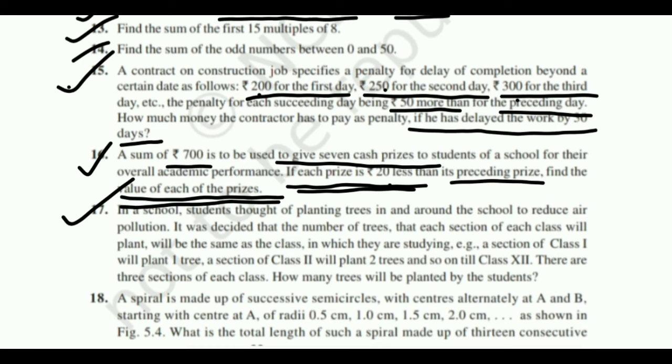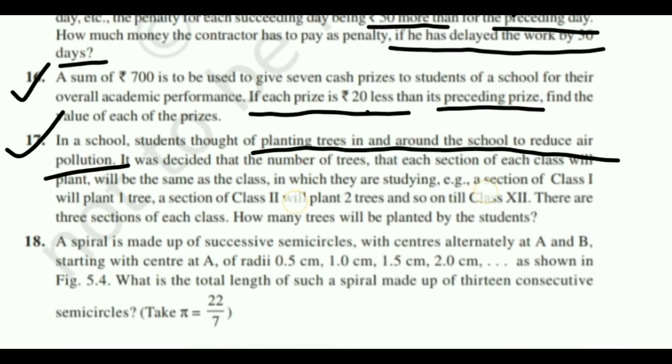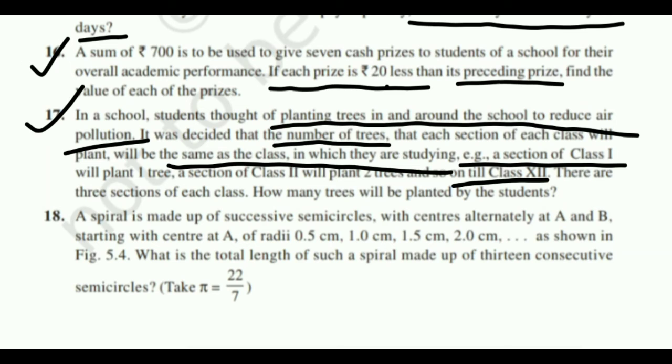17th one. In a school, students thought of planting trees in and around the school to reduce air pollution. It was decided that the number of trees that each section of each class will plant will be the same as the class in which they are studying. Okay. For example, a section of class 1 will plant 1 tree. A section of class 2 will plant 2 trees, and so on till class 12. Okay, 1 to class 12. There are 3 sections of each class. How many trees will be planted by the students?